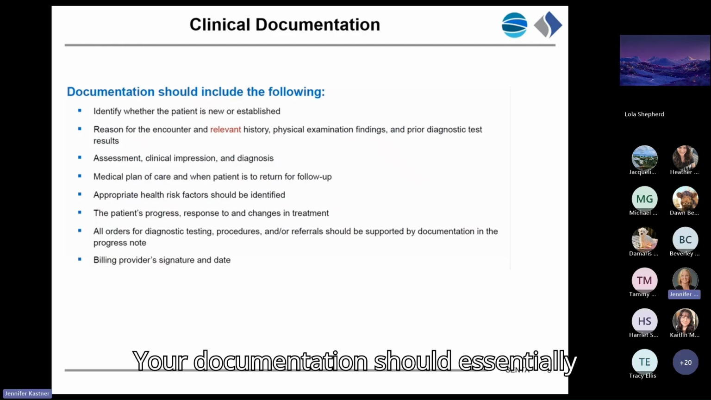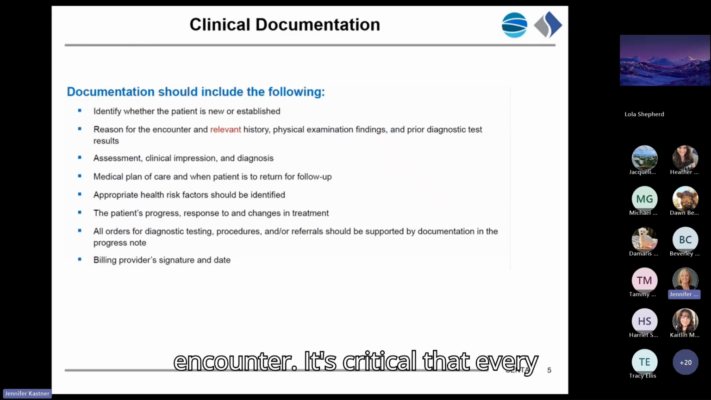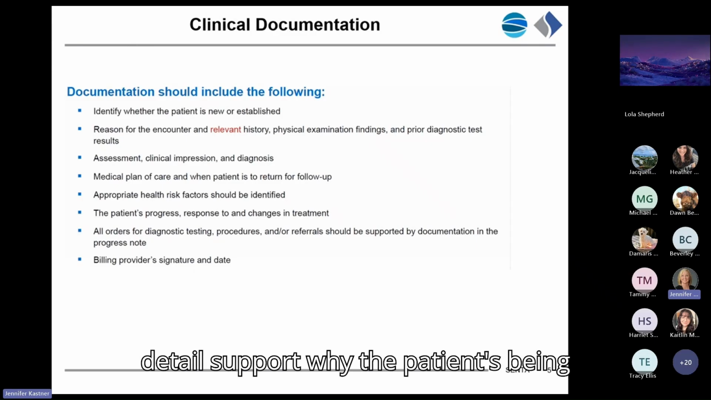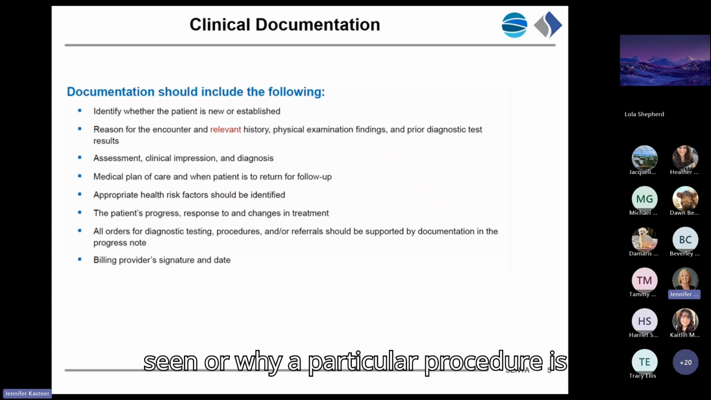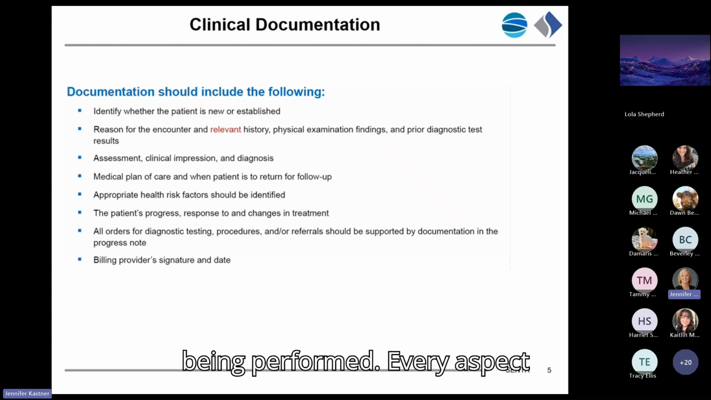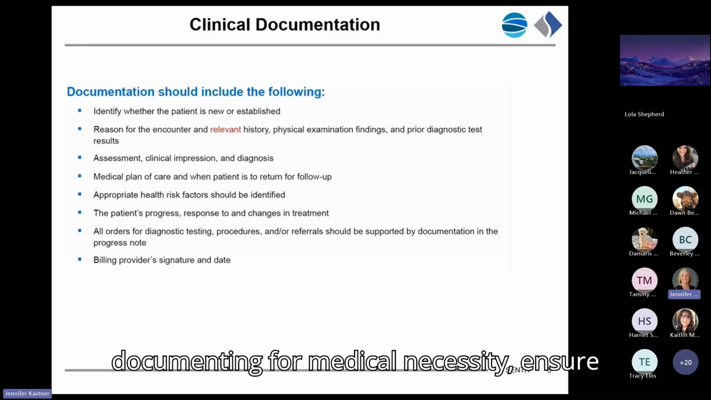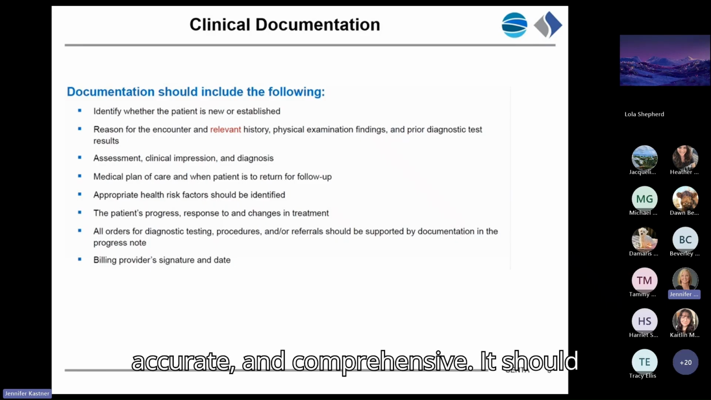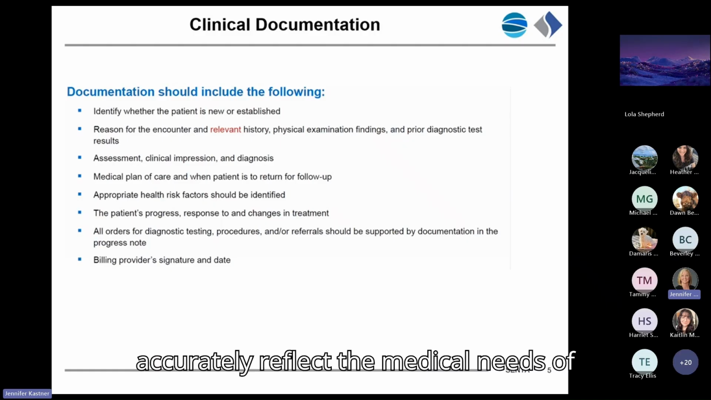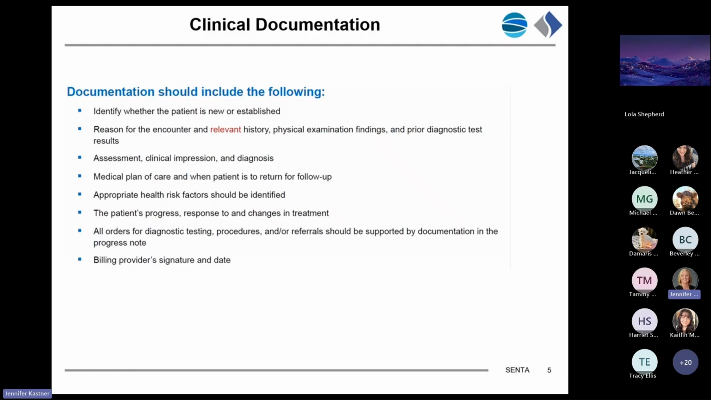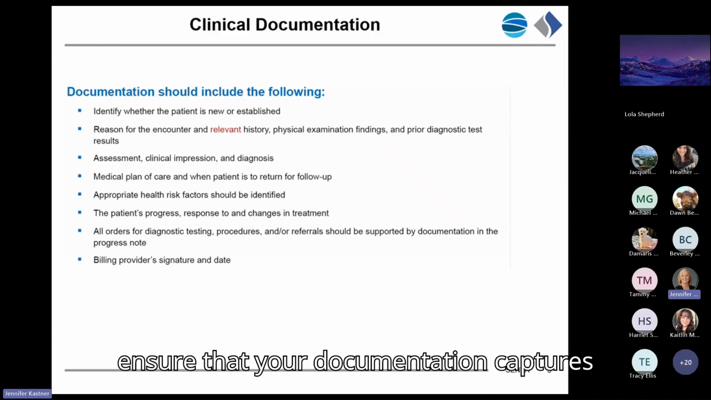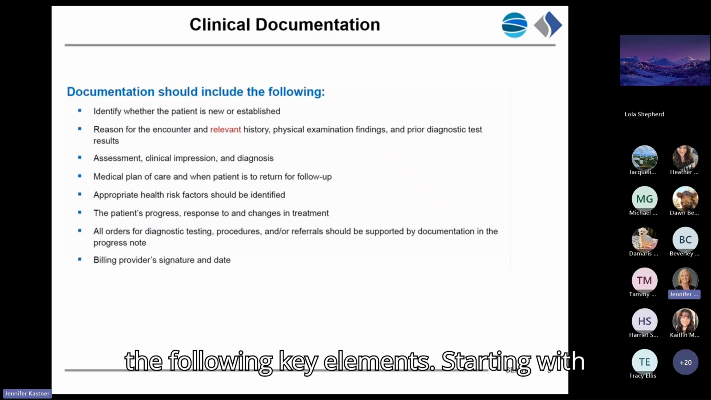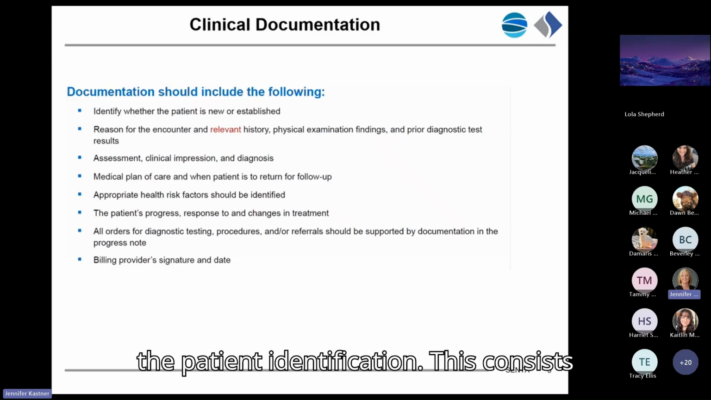Your documentation should essentially narrate the story of each patient encounter. It's critical that every detail support why the patient's being seen or why a particular procedure is being performed. Every aspect must align with the principle of medical necessity. Therefore, when documenting for medical necessity, ensure that your documentation is clear, accurate, and comprehensive. It should accurately reflect the medical needs of the patient for that specific encounter and support the severity of their signs and symptoms. Additionally, ensure that your documentation captures the following key elements, starting with the patient identification.